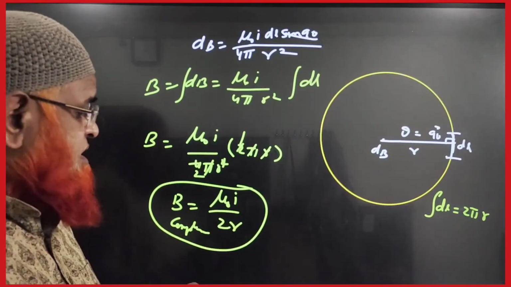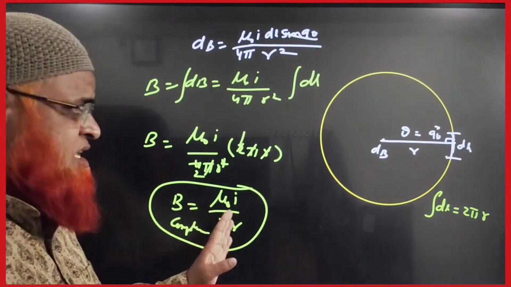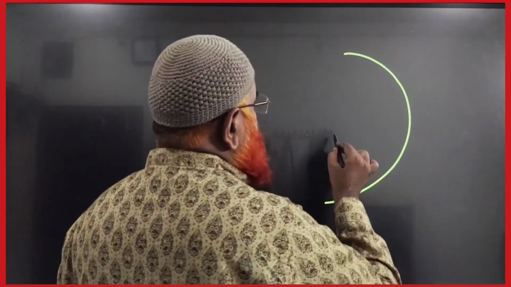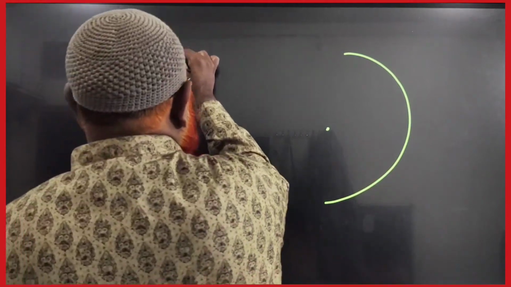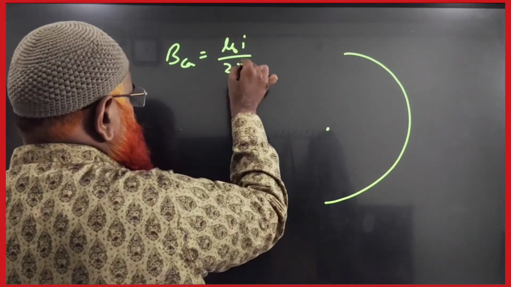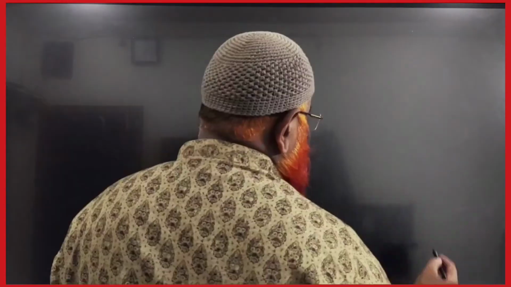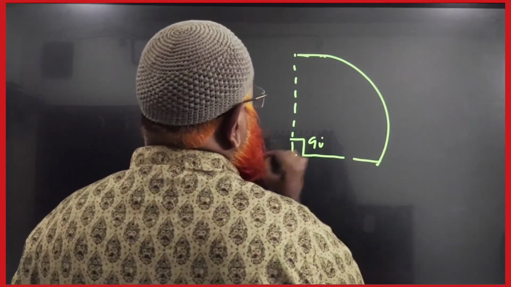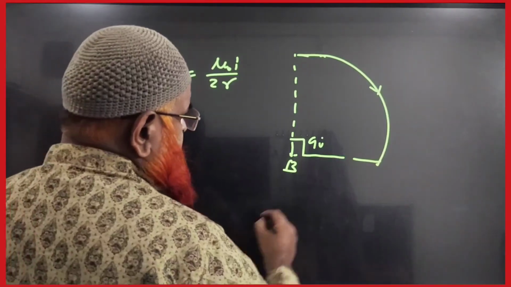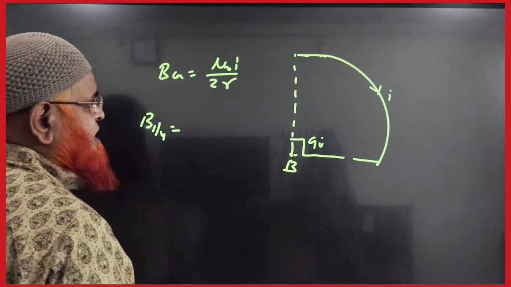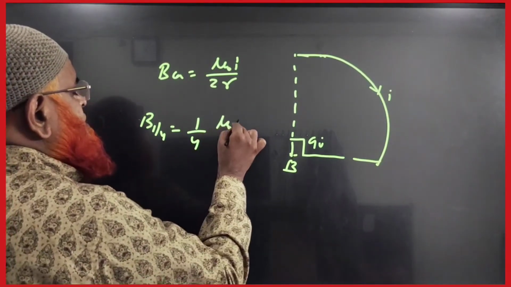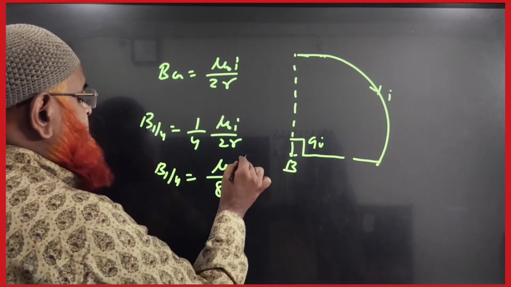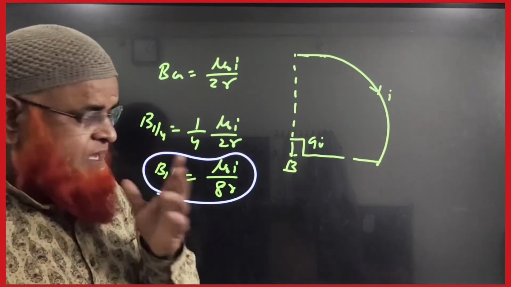What happens for half of a circle? Mu naught I by 2r is for a complete circle. Now, let me take what happens if you take only 1/4 of a circle, only this much part, 90 degrees, with current passing through the 1/4 of a circle. Then what is the formula? 1 by 4 times of mu naught I by 2r. Therefore, B for 1/4 is nothing but mu naught I by 8r. Is it okay? Mu naught I by 8r is the formula.